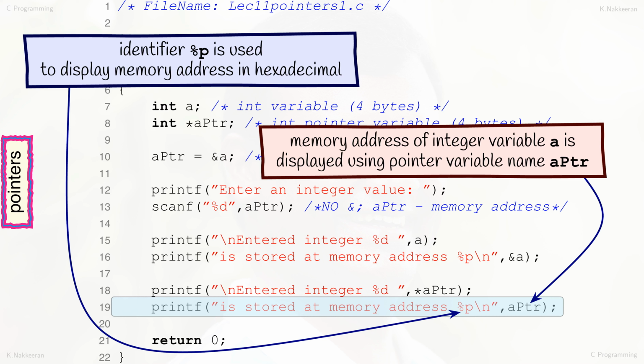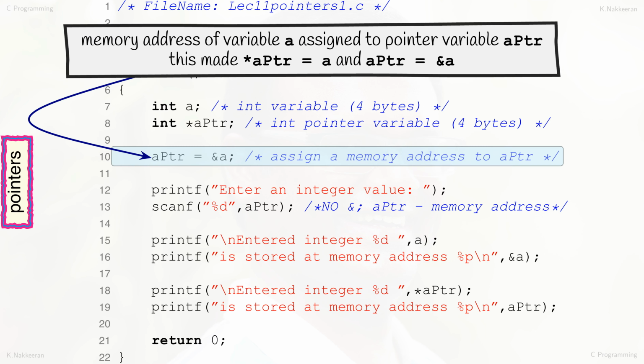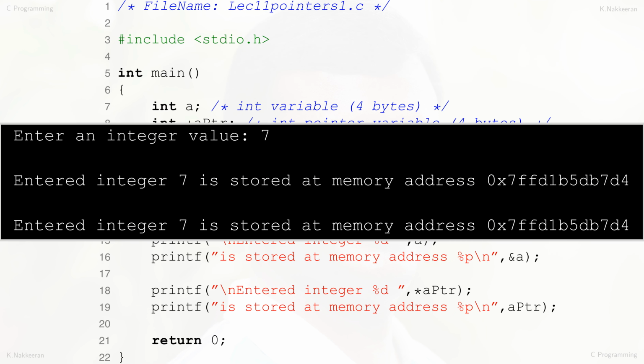In line 19, printf statement, memory address of integer variable a in hexadecimal value is displayed on the monitor using the pointer aptr. %p identifier is used to display memory address in hexadecimal value. Thus, line 10 assignment statement that assigns the memory address of variable a to the pointer variable aptr made *aptr same as a, and aptr same as &a. Display of the execution of the exe file, input integer value and final output are shown in the inset window.